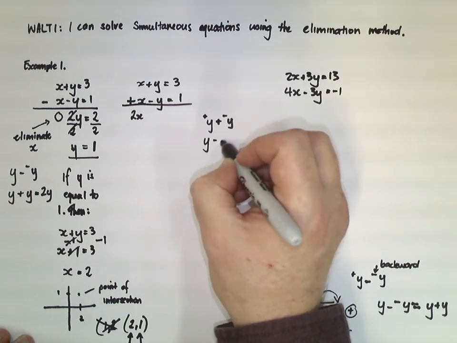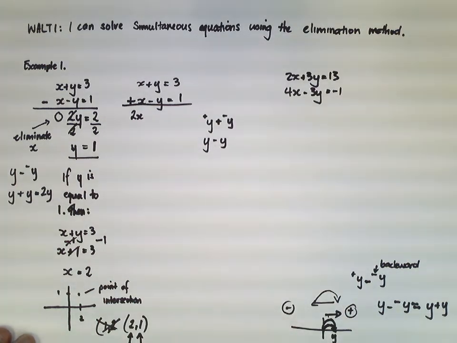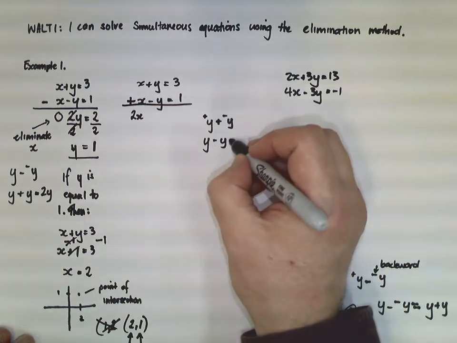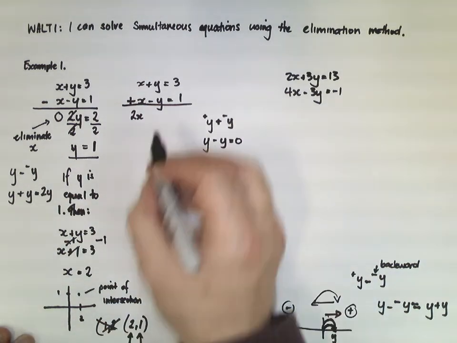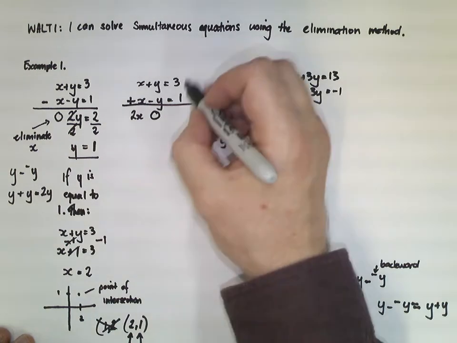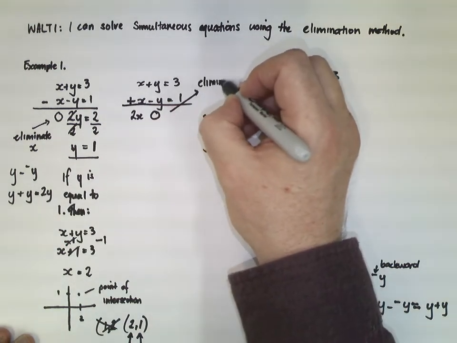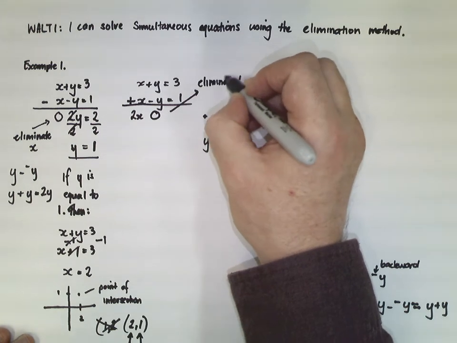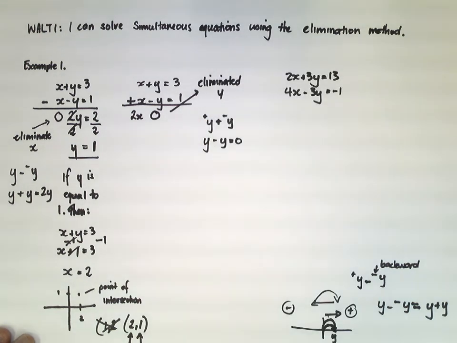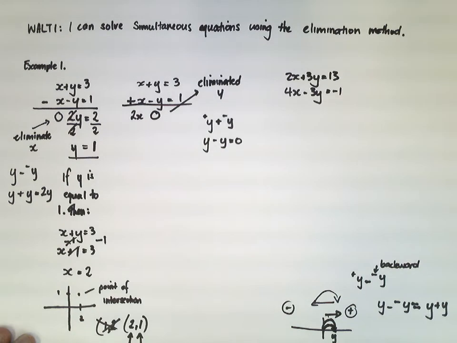So I'm going to just rewrite it like that, just to make it a little bit easier, because instead of 2 symbols, it's just 1. And of course, y take y is equal to 0. So we've worked out that this is equal to 0. So in this case, we have eliminated y. So if we took, we got rid of x. If we added, we got rid of the y.